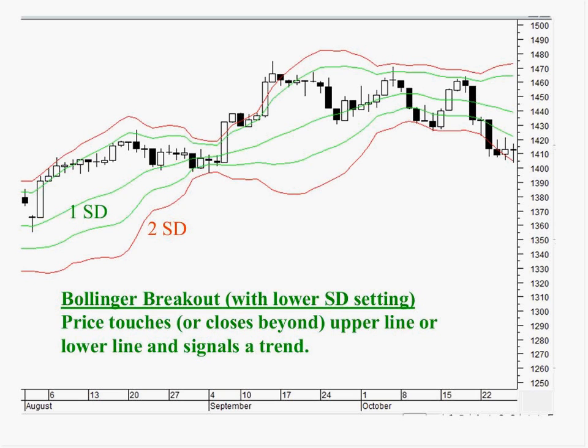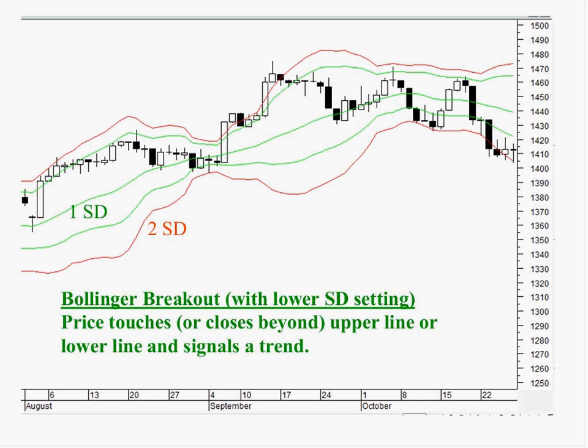And so, one of the things you could monitor is Bollinger Band breakouts. So how it works: instead of looking at the 2 standard deviation Bollinger Band, we instead look at the 1 standard deviation Bollinger Band. So it would be a 20 moving average with a 1 standard deviation band. And I'm showing it here in green, if you can see that. We're in green.